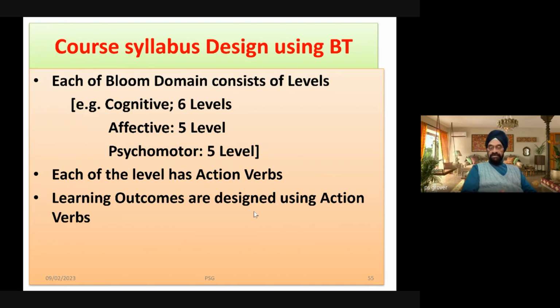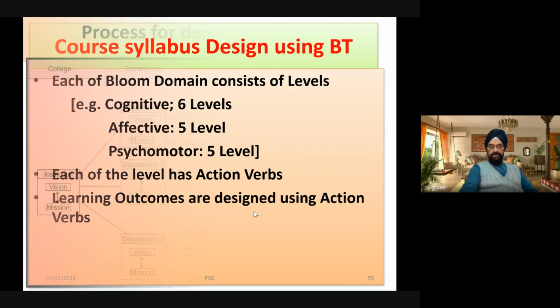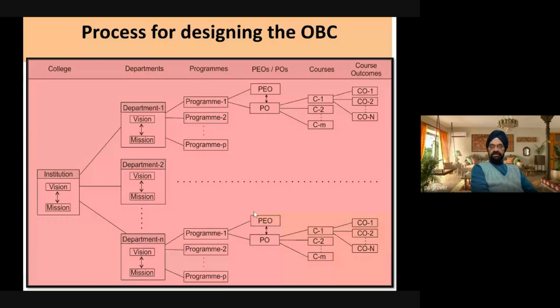Each of the levels has action verbs. Now these learning outcomes are designed using action verbs. So action verbs, you must have been introduced to all these things. Now the process for designing the outcome-based curriculum would be: institution vision and mission, department vision and mission, then program one, program two, there are multiple programs, then each program will have POs, course outcomes, and so on. Now please see here the complete process for designing the outcome-based curriculum.